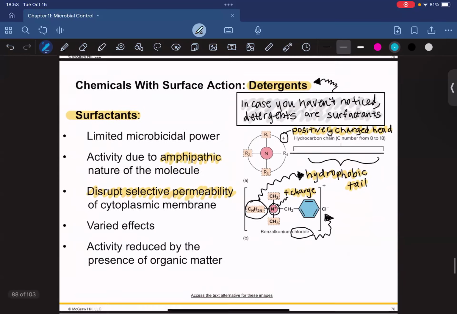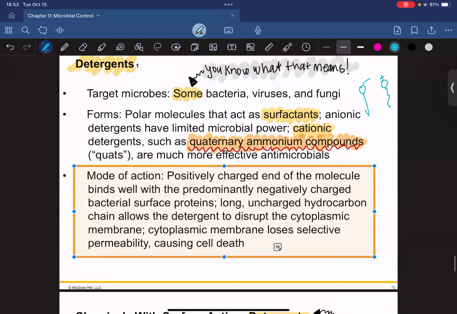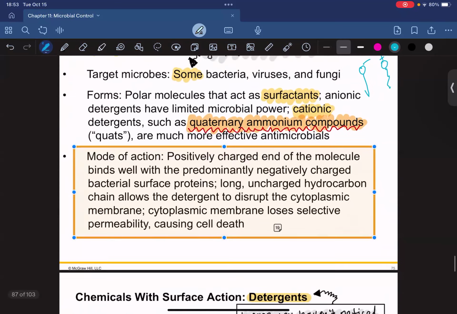I don't know if I put the picture back up here. I don't remember if I did or not. Oh, this one doesn't want to work. Cool.